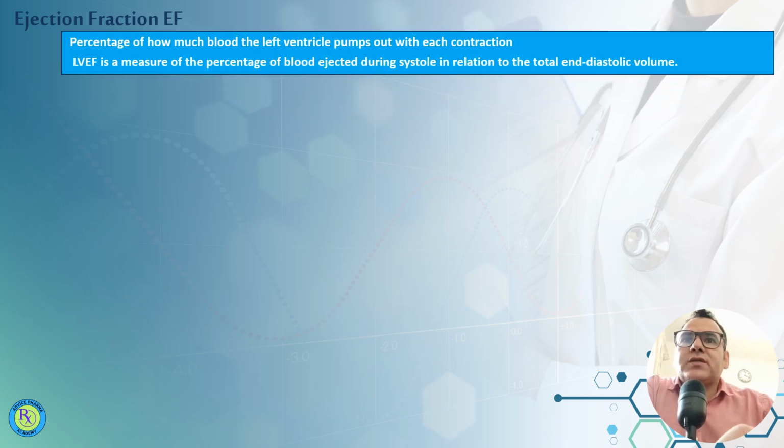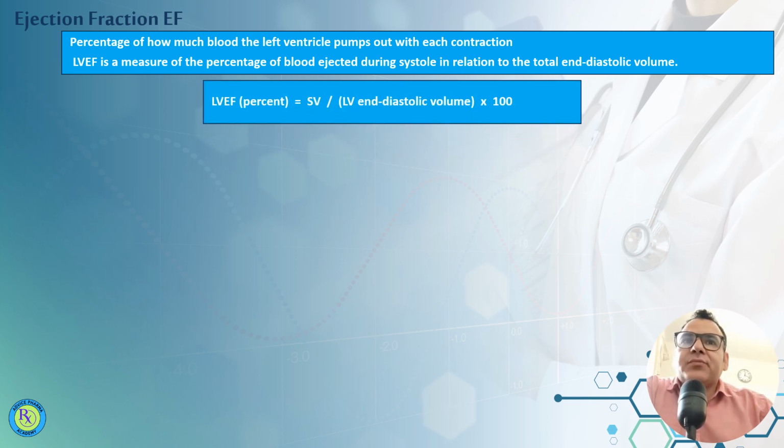Okay, so what is ejection fraction? Ejection fraction is the percentage of how much blood the left ventricle can pump out with each contraction. It is a measure of the percentage of blood ejected during systole in relation to the total diastolic volume. So, how much of the total blood in the ventricle is pumped in a contraction. It is usually expressed as a percent.